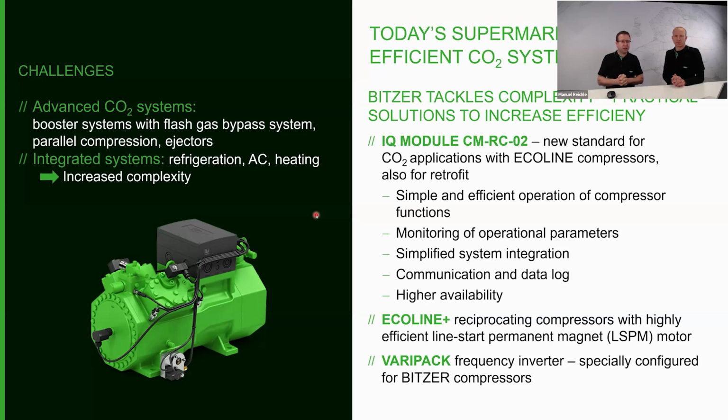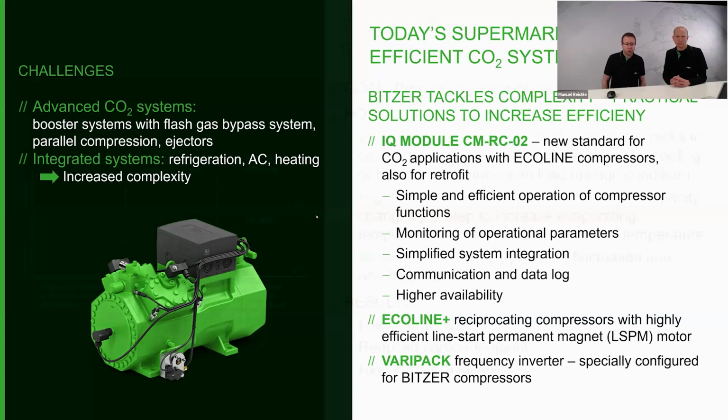And at the end of the day, you only have to put in: this is my compressor type, this is my frequency inverter type, and then all the parameters which are needed to operate it are automatically set, so you don't need to go into deep frequency inverter values to do an optimized setting. So if you select the compressor, all the settings are optimized.